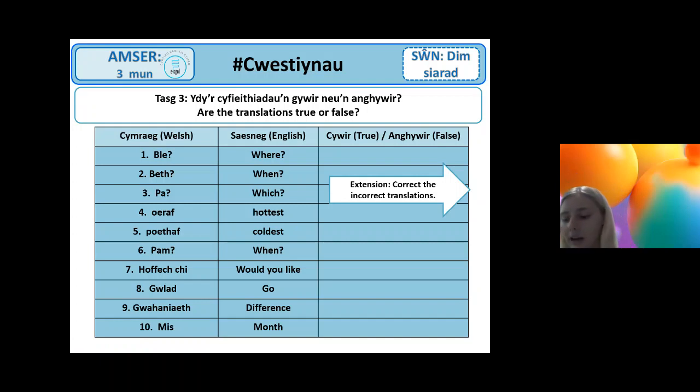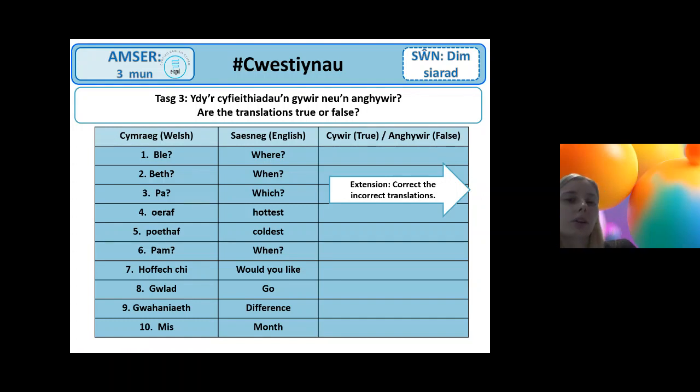If we say "un funud" now, 1 more minute. "Pam", when, so is that "cywir" or "anghywir"? "Hoffech chi", would you like? Is that "cywir" or "anghywir"? "Glad", does that mean go? "Cywir" or "anghywir"? "Gwahaniaeth", difference, is that "cywir" or "anghywir"? And finally, "mis", does that mean month in English? And decide if it's "cywir" or "anghywir".